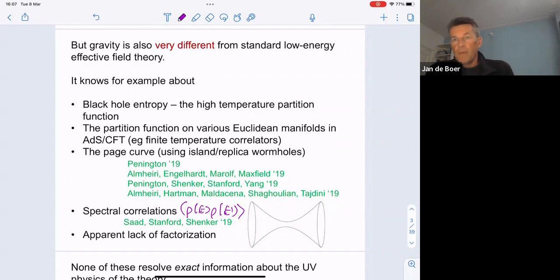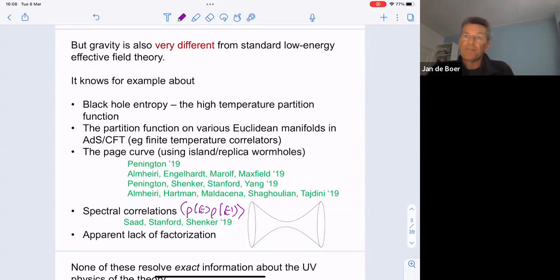That is something that is apparently computable using semi-classical gravitational methods. And in particular, you seem to be able to have access to some UV information like eigenvalue repulsion by computing spectral correlations. What is a new ingredient, both for spectral correlations and for other things, is that you need so-called wormhole solutions that have more than one asymptotic boundary.